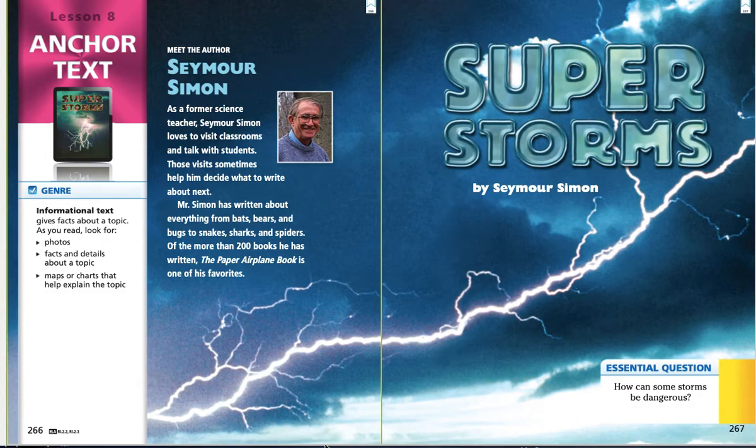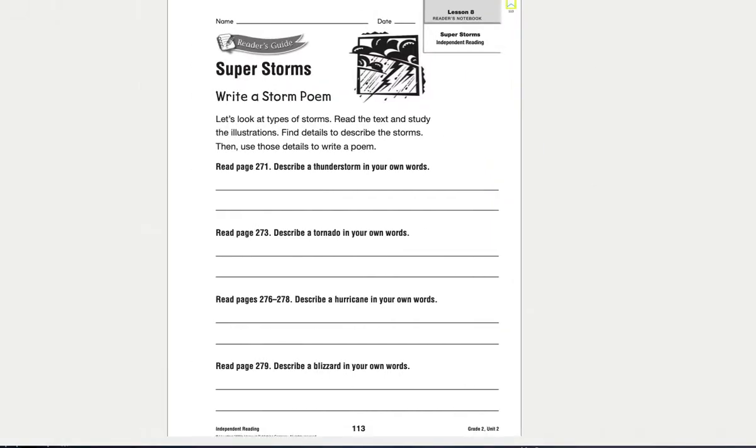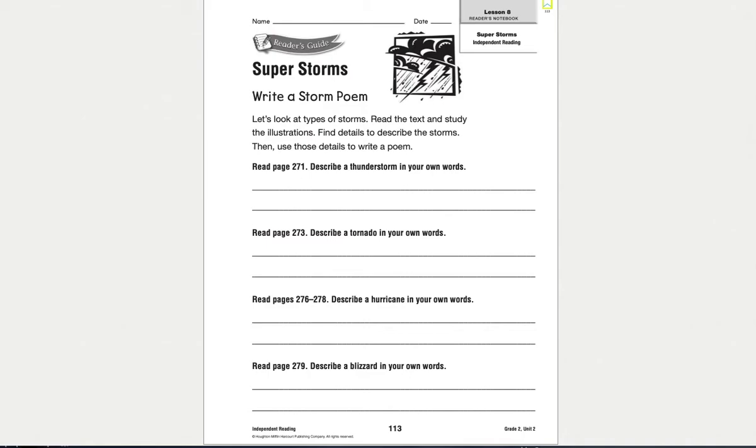Get your reading book out and a pencil. And we are going to use Reader's Notebook, page 113. I wanted to say 114. I didn't think it was 113. So we're going to actually use pages from the story to help us answer some of the questions on page 113. Now, the idea of these 2 pages is to write a storm poem.